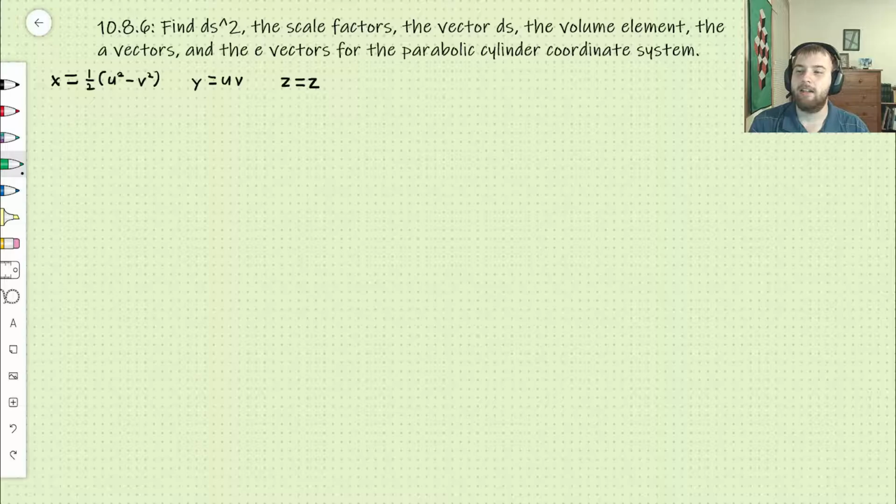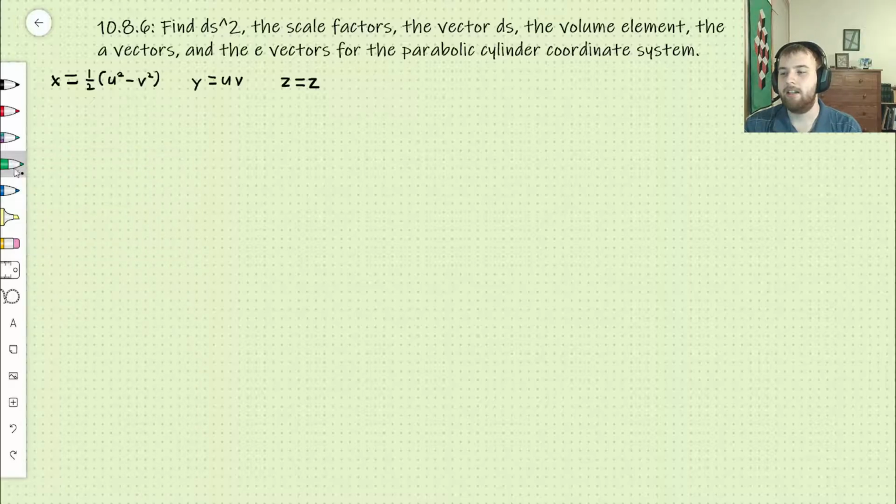Today we're going to be looking at one interesting coordinate system, I suppose. We're supposed to find ds squared, the scale vectors, the vector ds, the volume element, the a vectors, which are the basis vectors, and the e vectors, which are the unit vectors, for the parabolic cylinder coordinate system. And here are the equations that define the parabolic cylinder coordinate system.